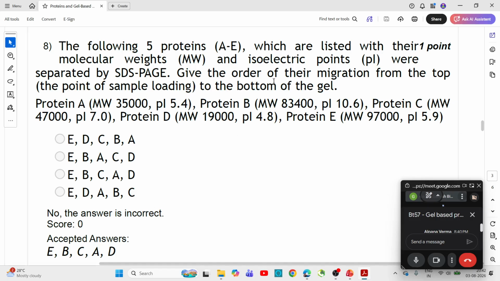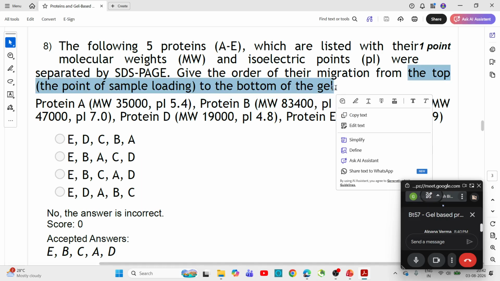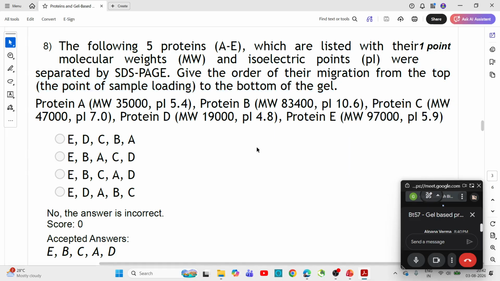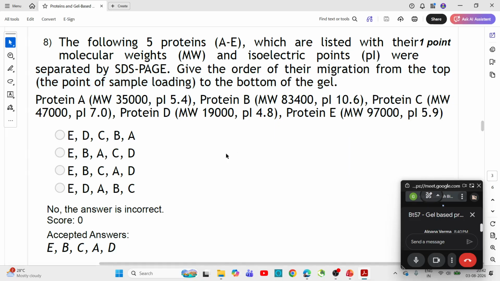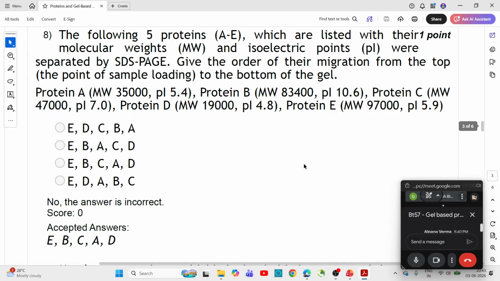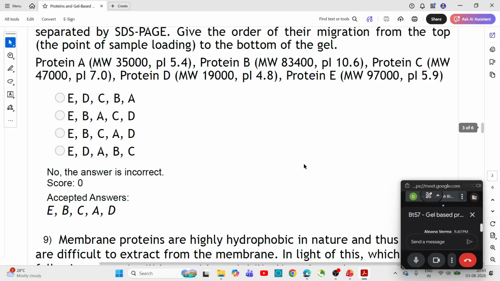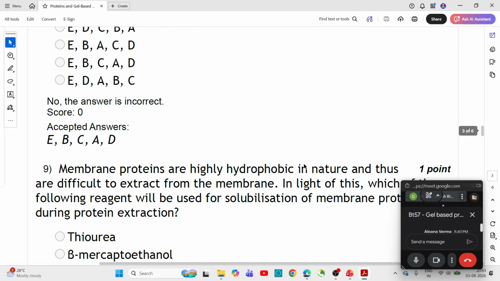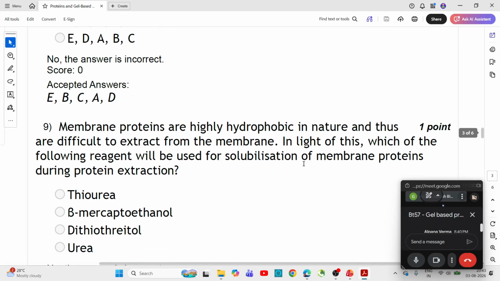So as the separation is solely on the basis of molecular weight, you don't have to look at isoelectric point here because the question was from top to bottom, wherein the gel runs in terms of SDS page. So this is for creating confusion here, because SDS solely runs on basis of molecular weight. So you just need to look at molecular weight for answering that question.